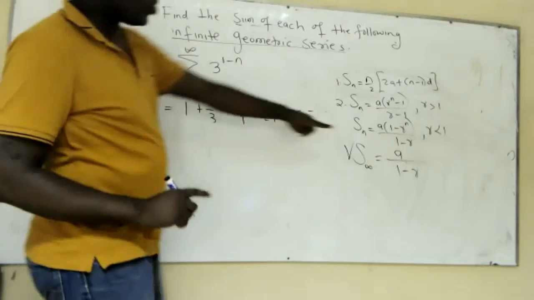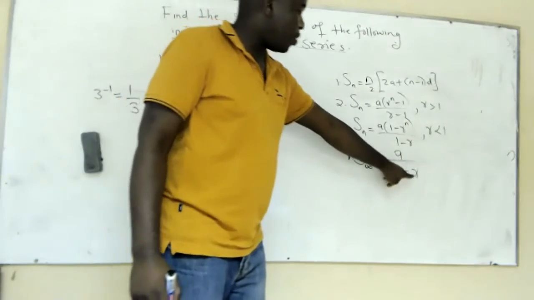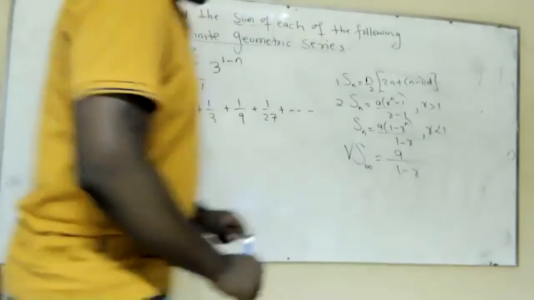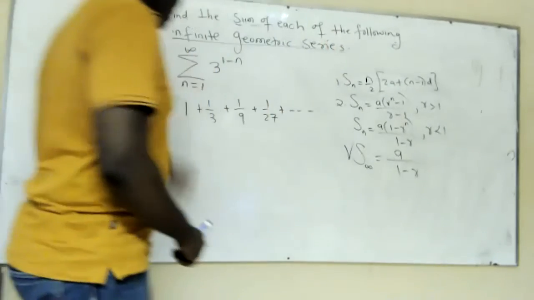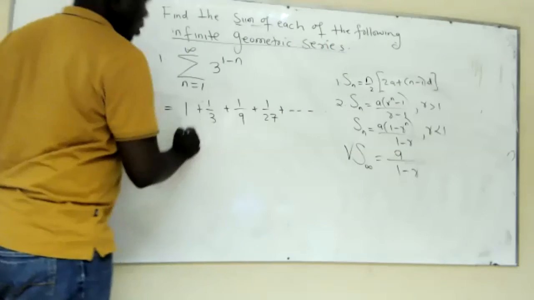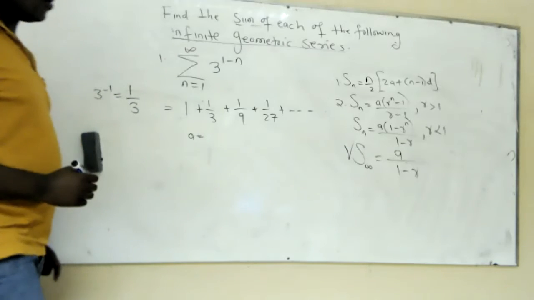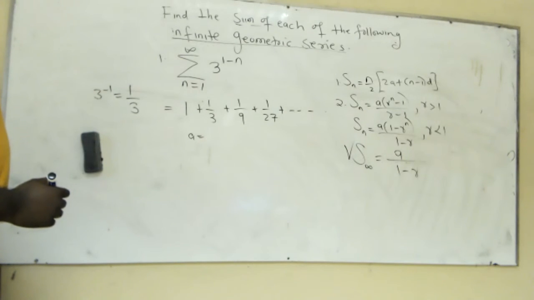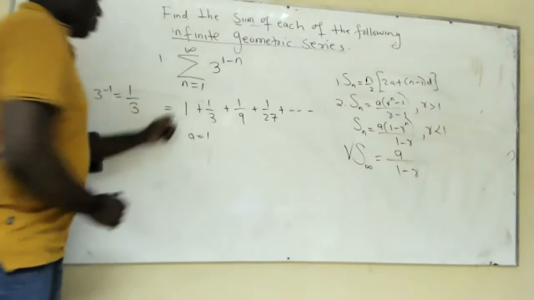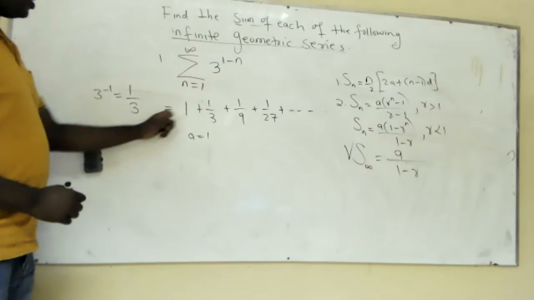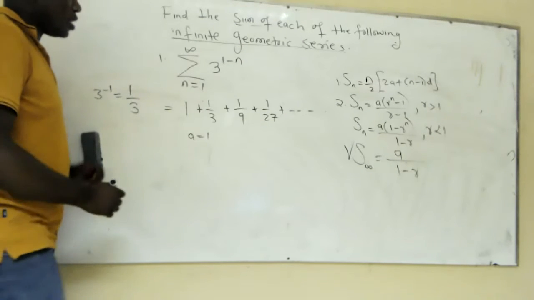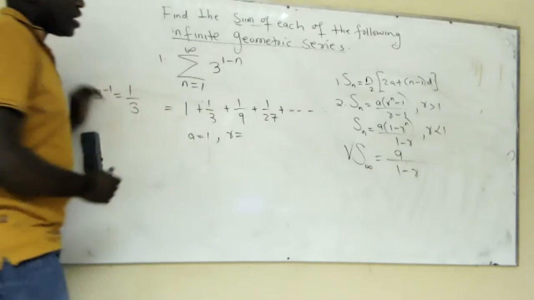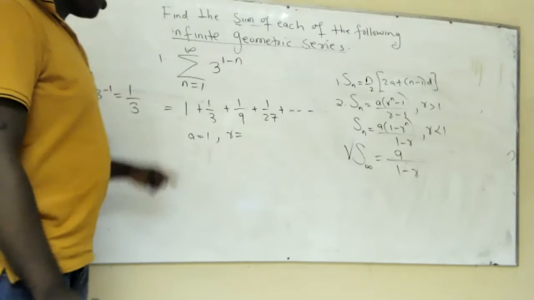Remember, our task here is to get the value of A and the value of what? Of R. That is our task on this question, to get the A and the R. But already, just by expanding, we have obtained the value of A. Can anyone of you tell me what will be the value of A in this case? It will be 1. Very true. It's going to be the first term or the first value we have from that series there.